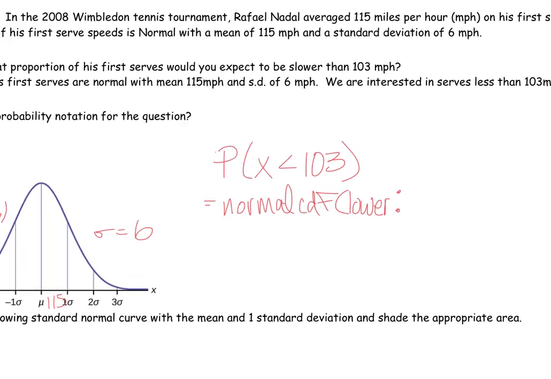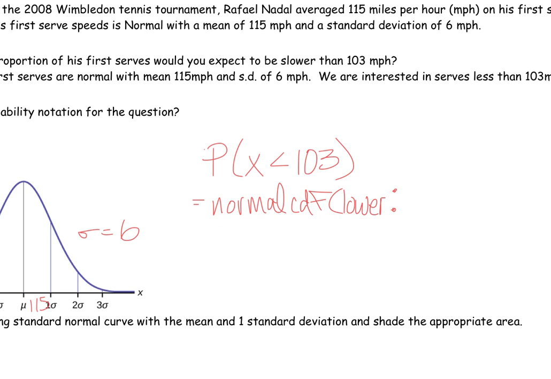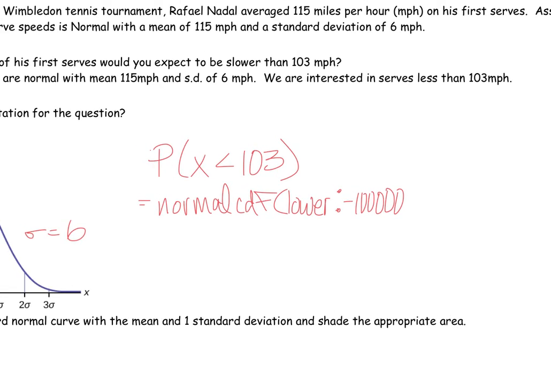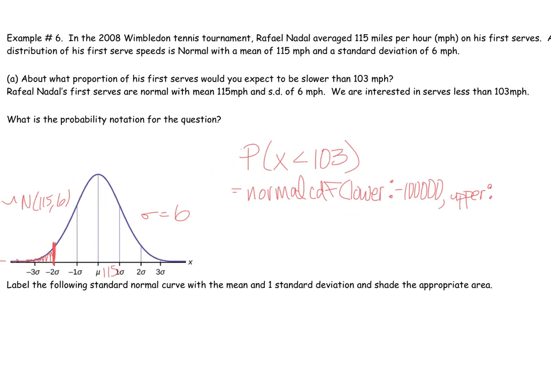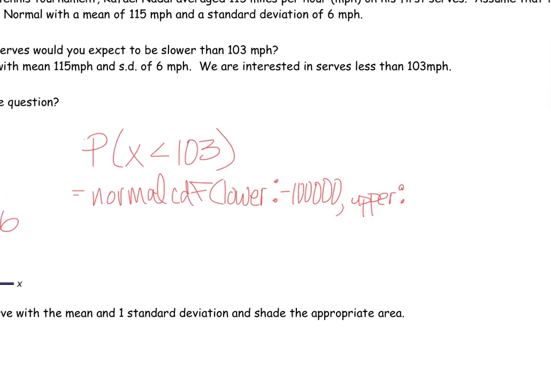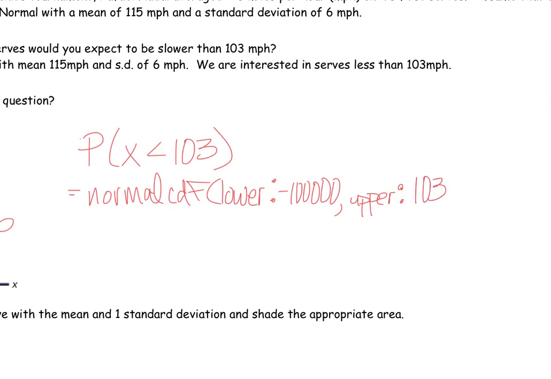And there are a couple different ways to do that, but the easiest way is just to plug in a really big negative number. I usually use negative 10,000, negative 100,000, something like that. Just a ridiculous number he's never going to serve or obtain that miles per hour. That is negative infinity. Our upper bound this time, since the highest we want the serve to go in this situation is 103, is where the shading stops. And then, of course, the mean is the same, 115, and the standard deviation is 6.